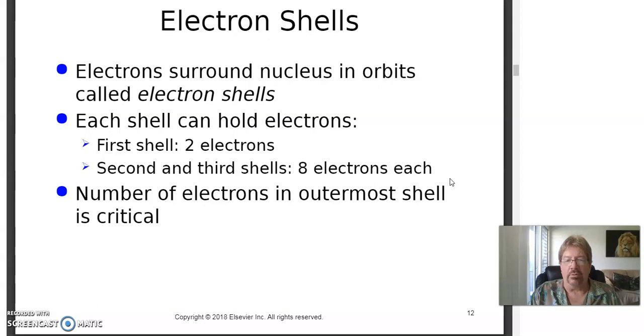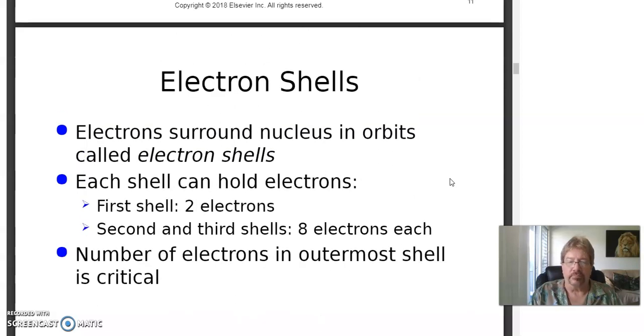Okay, we mentioned how important the electron shells are. Electrons surround the nucleus in orbitals called electron shells. They're in orbits, but they're also called orbitals, probably more common. Now, because this is just the way nature is, because it's the way it evolved, or it's the way the supreme being created it, or however you want to think about it, the first electron shell will hold 2 electrons, and that's all. The second and third shells will hold 8 electrons each. And then as we get larger and larger elements, they have more shells.